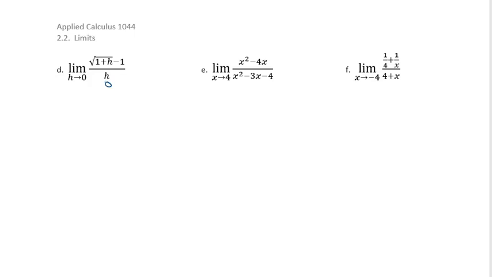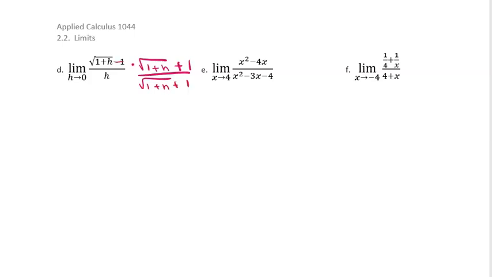So here we have to multiply by what's called the conjugate. It looks a little tricky, but let me show you how it works. So this means that we multiply by almost the same thing, the square root of 1 plus h plus 1 over the square root of 1 plus h plus 1.